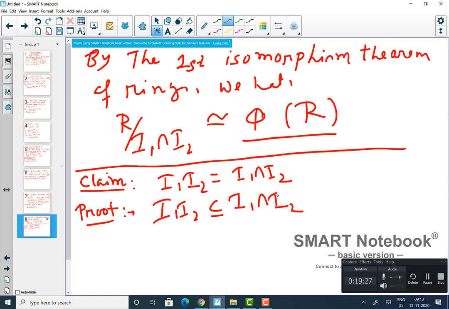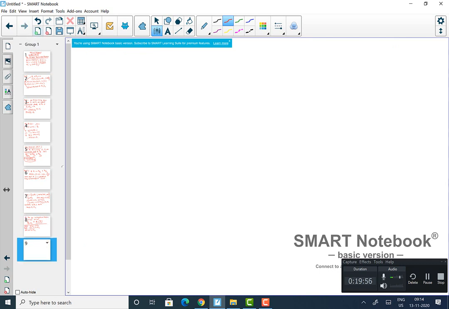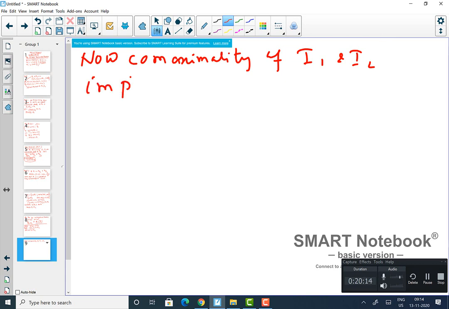The converse part you need to find out, okay? Conversely, let some element a belong to I1 intersection I2, suppose. And I need to show that for each such a, that is also an element of the product I1 I2. Now how do you show that? Now you should use co-maximality. Co-maximality of I1 and I2 implies, what does it imply? It implies that there exist some elements x, y.